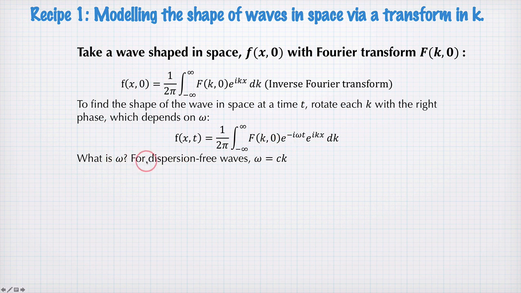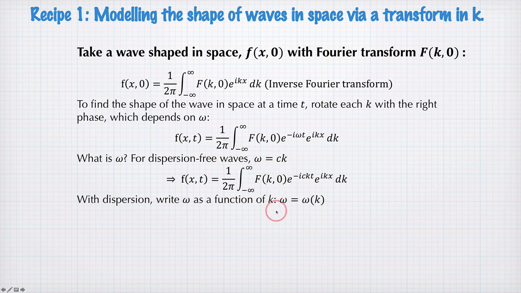What's omega? Well, for dispersion-free waves, omega is equal to c times k. So we can replace this e to the i omega t with e to the i ck times t. Now, if we were to have dispersion, then omega is no longer equal to ck. Omega is some other function of k, not just a linear relationship, but some other more complicated relationship. So we write omega as some function of k and put that into this phase shifting exponential.